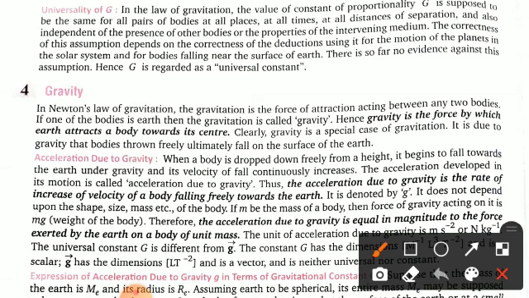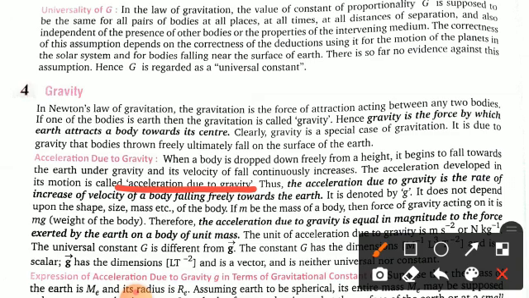I hope you understand what acceleration is. Here we are talking about the acceleration due to gravity, but in the equations of motion we have considered linear acceleration. Acceleration is nothing but the change in velocity with respect to time. Now here we are considering the acceleration due to gravity, so that's why it is called acceleration due to gravity, and it is denoted by small g.